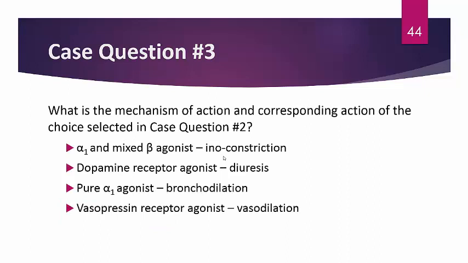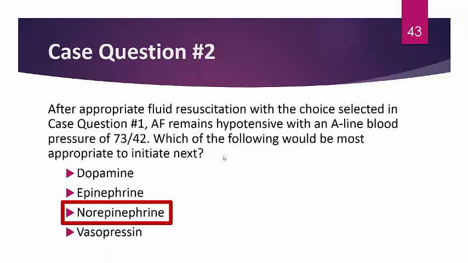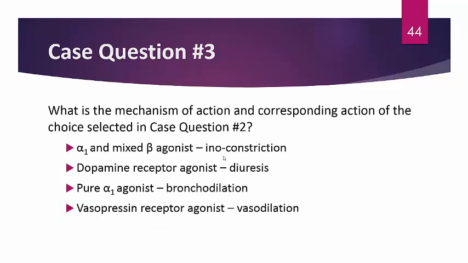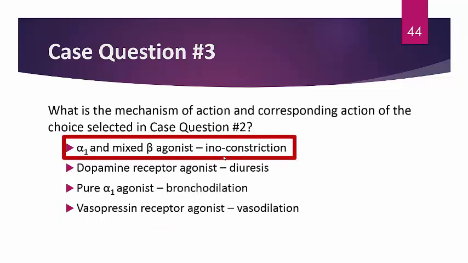Case question 3. What's the mechanism of action and corresponding action of the choice selected in case question 2? So if you remember, we chose norepinephrine in case question 2. The answer to this question is that norepinephrine is an alpha-1 and mixed beta agonist, and that results in vasoconstriction. If the answer was dopamine, then technically you could say either alpha-1 and mixed beta agonist or dopamine receptor agonist and diuresis for dopamine.